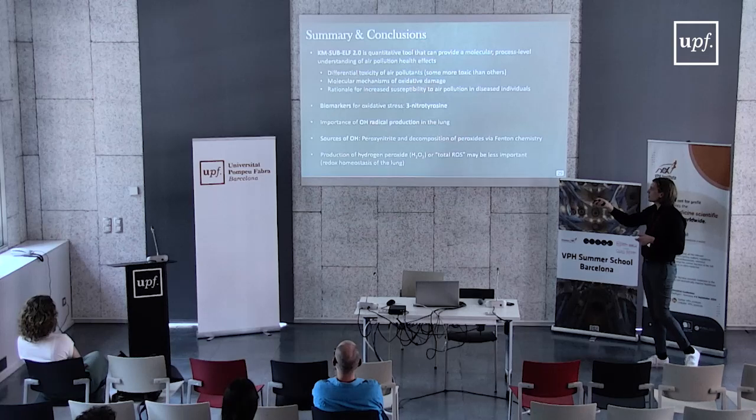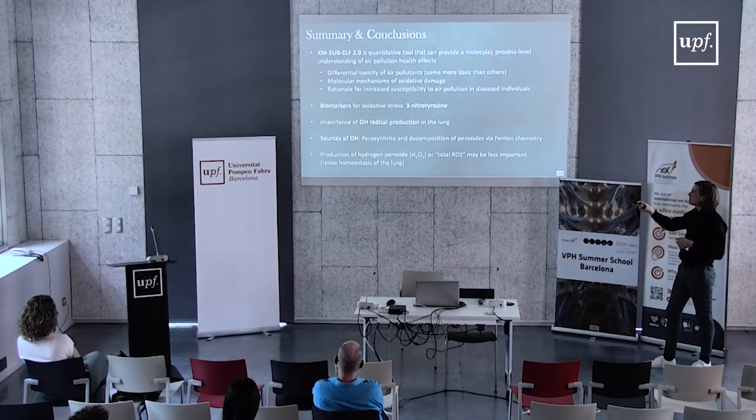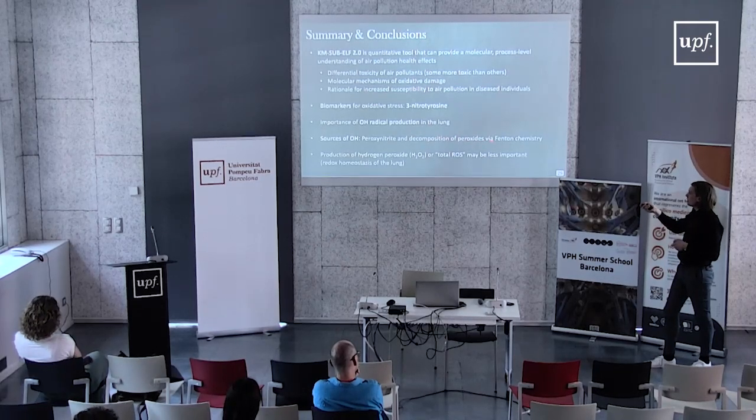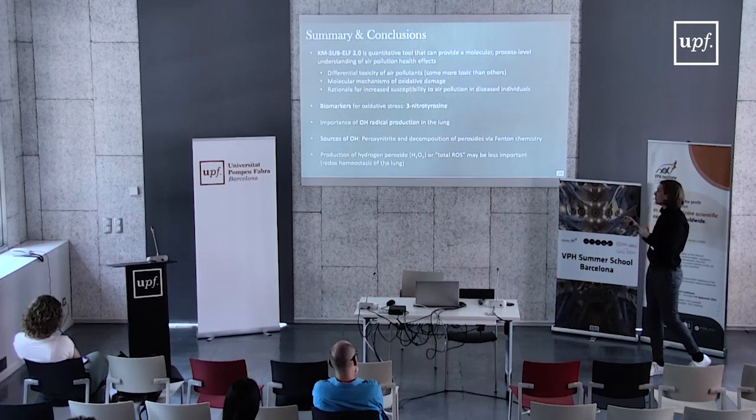The biomarker we explored is this 3-nitrotyrosine that our model can predict. And I also hope I could show you the importance of the production of these OH radicals in the lung. The sources of OH radicals are peroxynitrite, which comes from these inflammatory feedback loops, but also decomposition of peroxides with this Fenton chemistry that comes from the particles that you inhale.